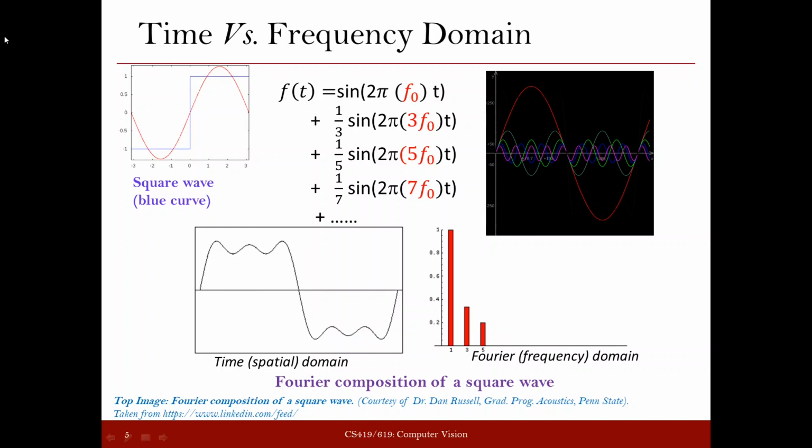When you compute the Fourier series for this, you see that you get something like this. What you see here, you get the values like this.